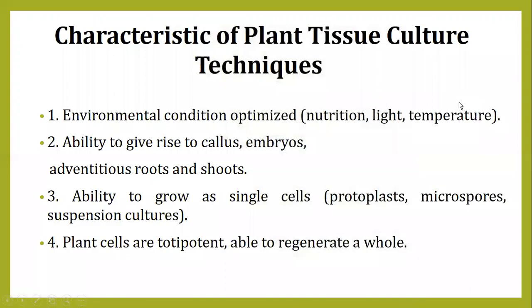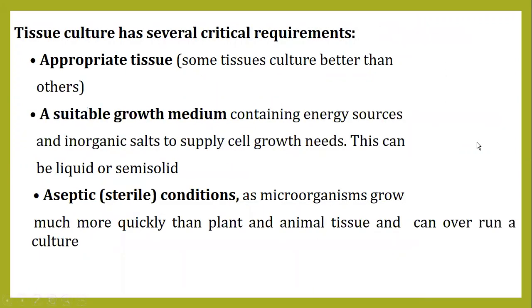The characteristics of plant tissue culture include that environmental conditions are optimized, and the ability to give rise to callus, which is an undifferentiated part, embryo, roots or shoots. Also, the ability to grow as a single cell; that is, in plant tissue culture the tissue can also grow as a single cell, like in suspension cultures, where the cells are dispersed. And remember that in plants the cells are totipotent, that is, each cell can give rise to a whole organism, in our case, a plant.